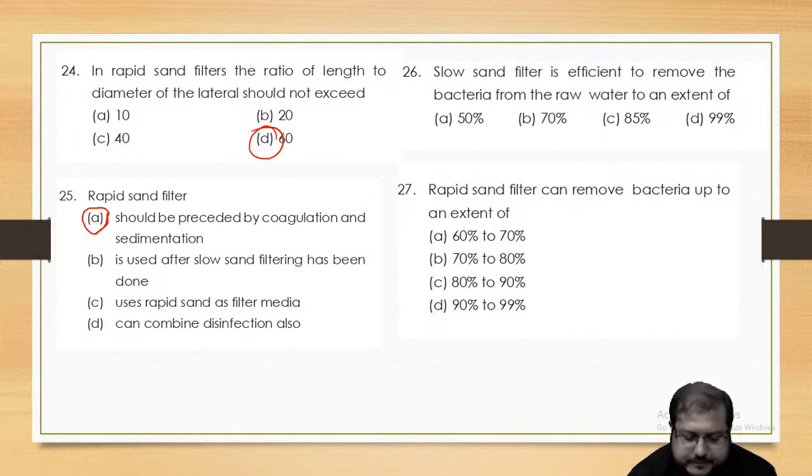Question number 26. Slow sand filter is efficient to remove the bacteria from the raw water to an extent of almost 100%. So 99% is the proper answer. Question 27. Rapid sand filter can remove bacteria up to 80 to 90%, lesser efficient than the slow sand filter.